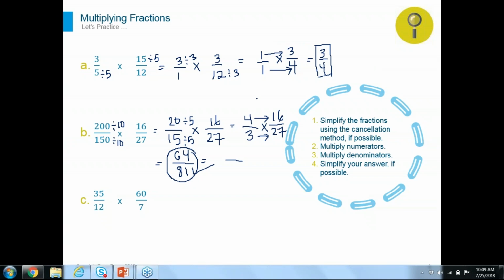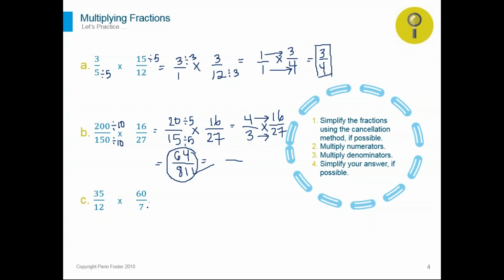35 over 12 times 60 over 7. So again, when I see 35 and 7, 35 is on the top, 7 is on the bottom. Right away, I'm going to use 7 as a common factor because I know the multiplication table of 7. So I'm going to use the knowledge for that. So I'm going to divide over 7 and divide over 7.